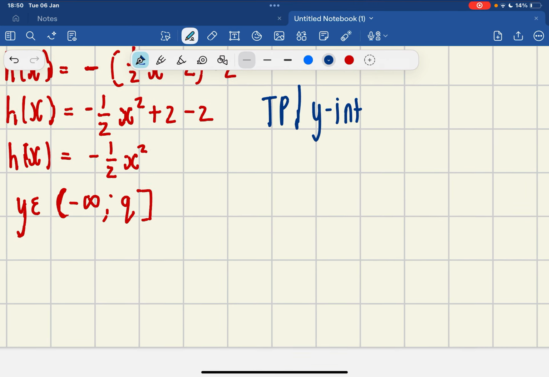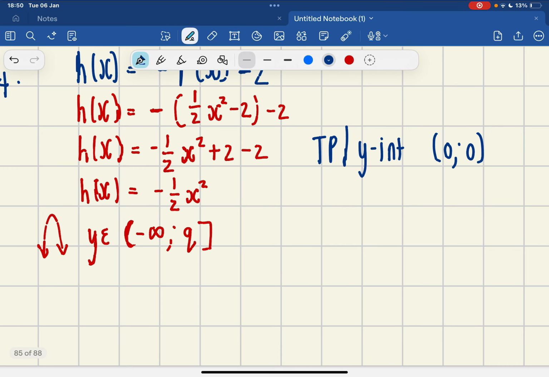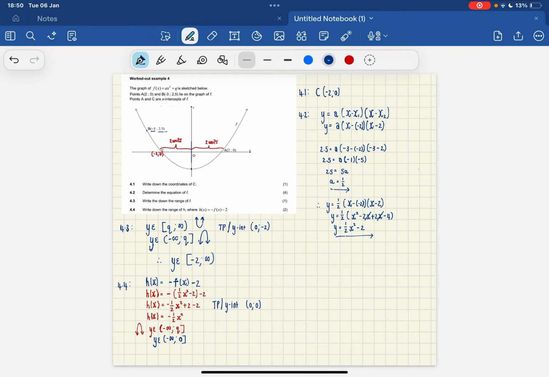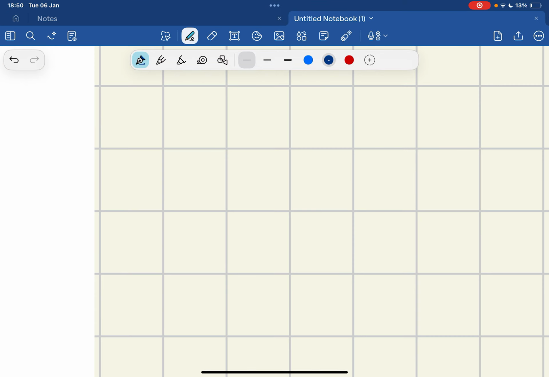So to get our y-intercept, x has to be equal to 0. But we could see here, if x is equal to 0, then y is also equal to 0. So therefore our y-intercept is 0, then our range for h of x is y is an element of from negative infinity all the way to 0 included. And you'd easily get your full marks there. Let's move on to the next type of question. The next type of question, boys and girls, is quick and easy. Let's just quickly try and move as fast as possible.